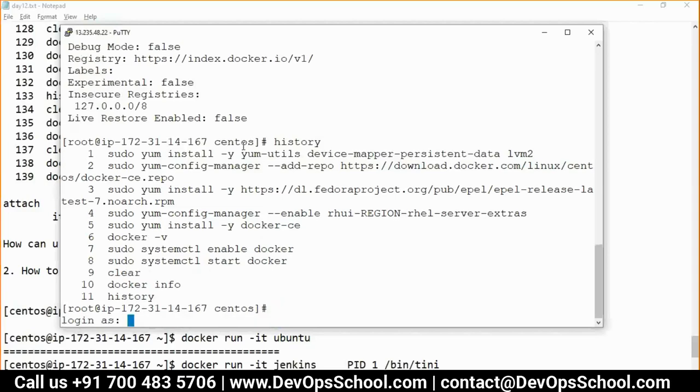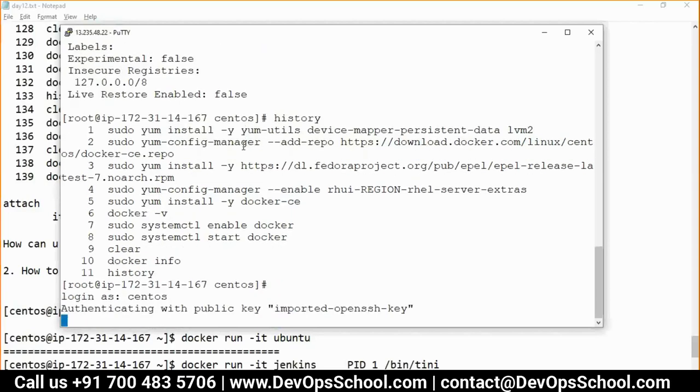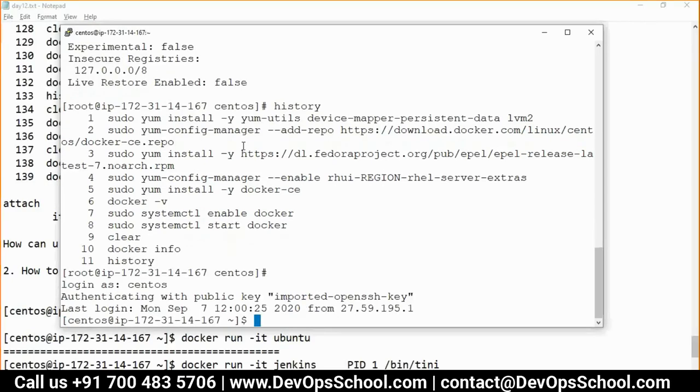restart the machine. Here, CentOS. CentOS 1, no, this is already there.